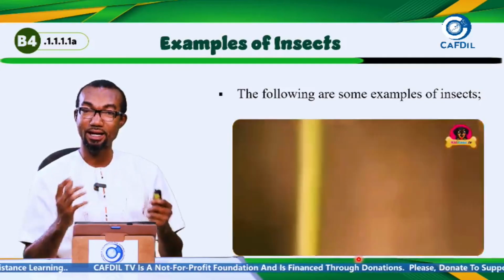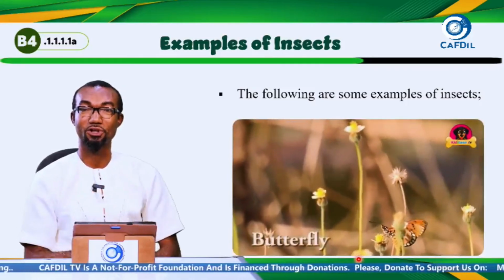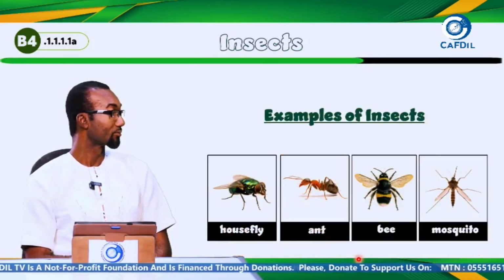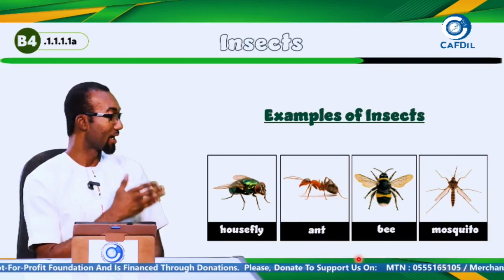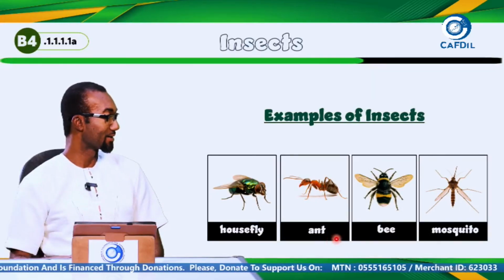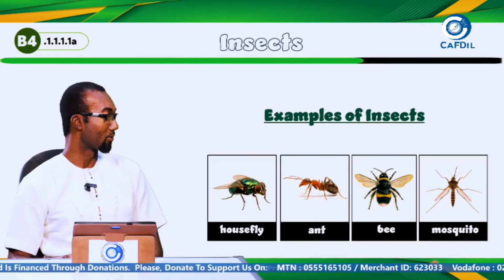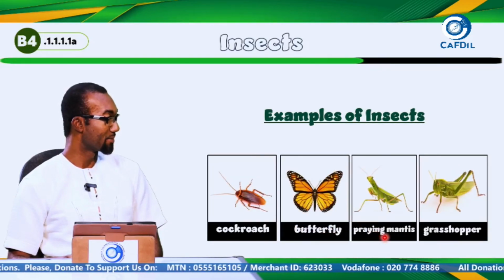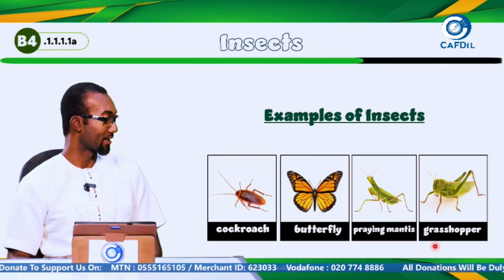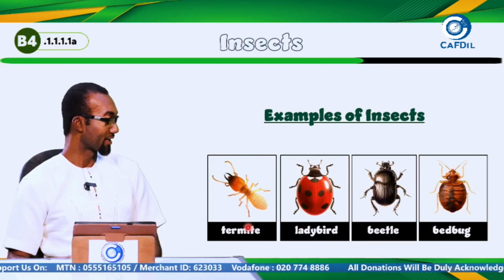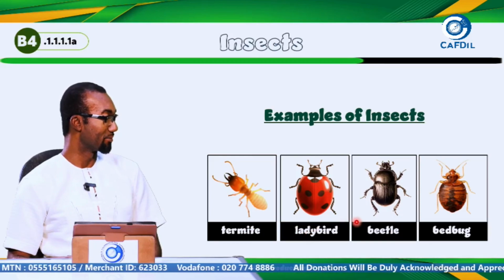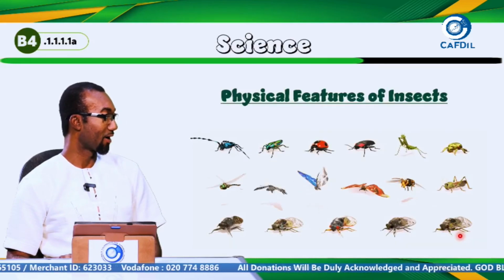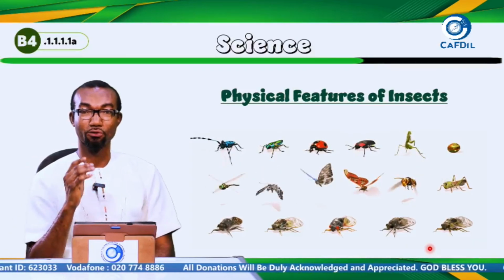So okay, these are some examples of insects. We looked at the housefly, the ants, the bee, the mosquito. We also looked at the cockroach, butterfly, praying mantis, which is also an insect, the grasshopper. We also have termites, ladybird, beetle, bedbug. These are all examples of insects.